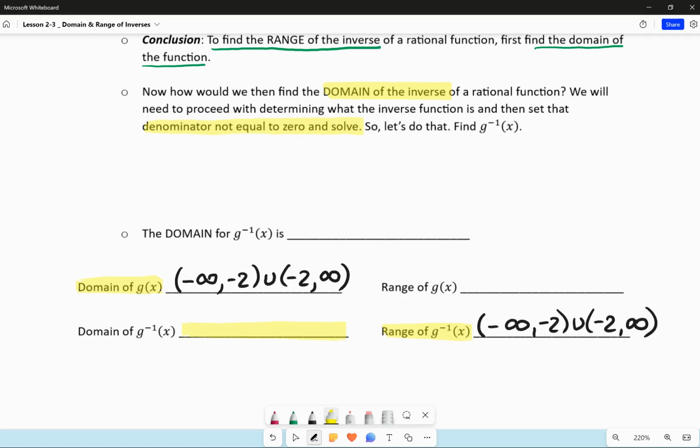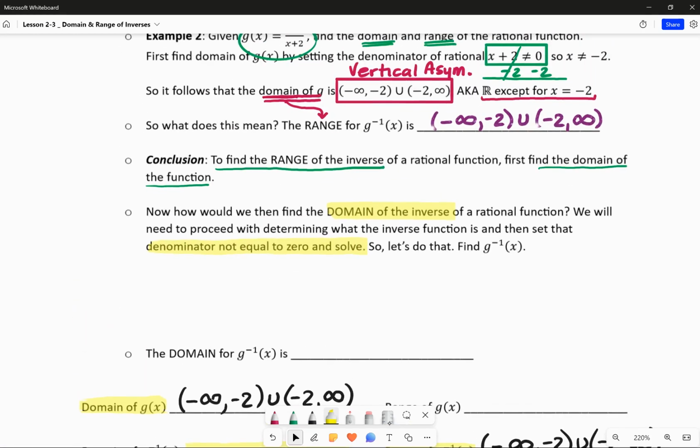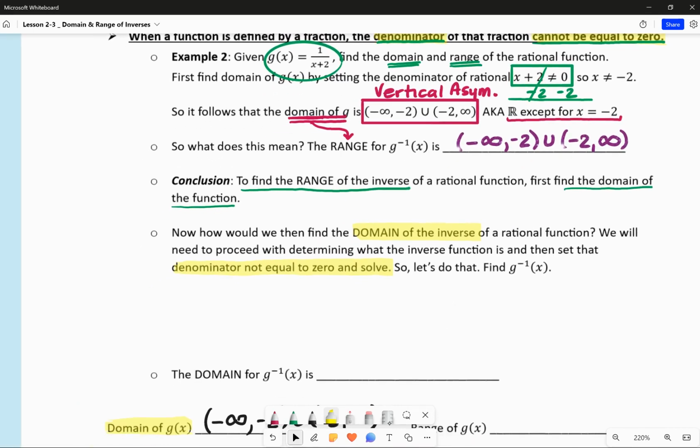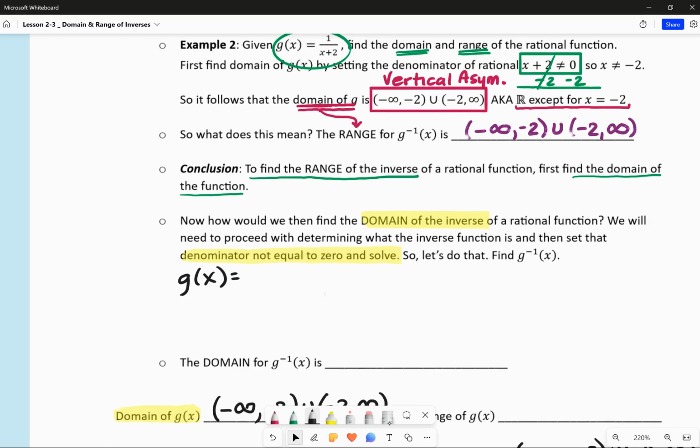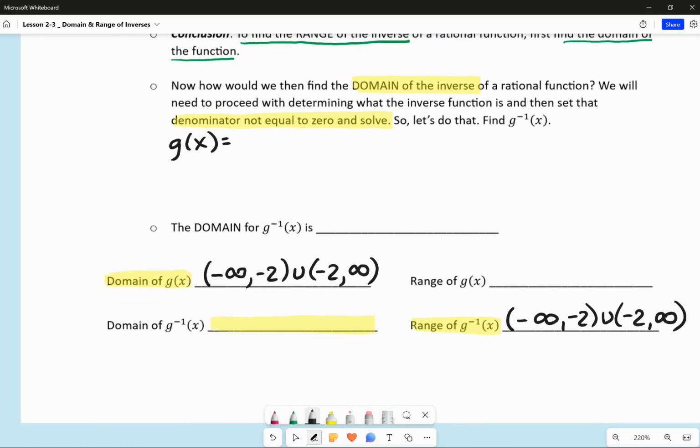Okay, so let us rewrite. We know that the function is g of x. I'm going to write it over here on the side to make it easier. We know that g of x is equal to 1 over x plus 2. So let's start with the exchange. g of x becomes x equals 1 over y plus 2.